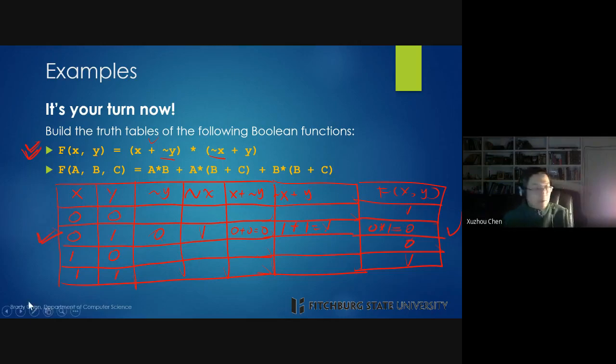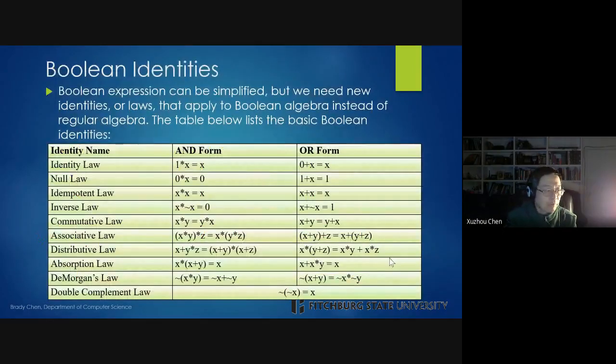Cool, that's great. So now the following table lists most of the Boolean identities. Now we have a name for each of the identities. One of the identities is called the identity law.